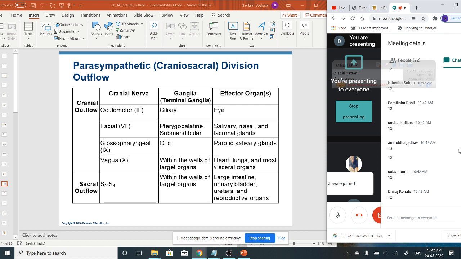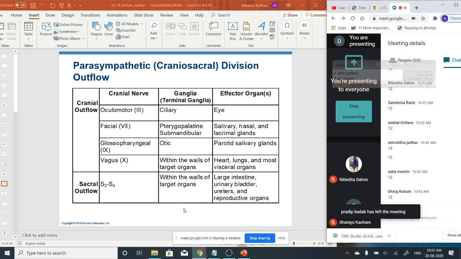Okay, fine. So out of that, these are the cranial nerves. They are actually parasympathetic nerves. Which are these? Oculomotor, facial, glossopharyngeal, vagus. How they do their job and where they act, everything you have studied in physiology. Then the sacral outflow is there, S2 to S4, and it acts on the large intestine, urinary bladder, ureters, and reproductive organs. We shall see the activities later.